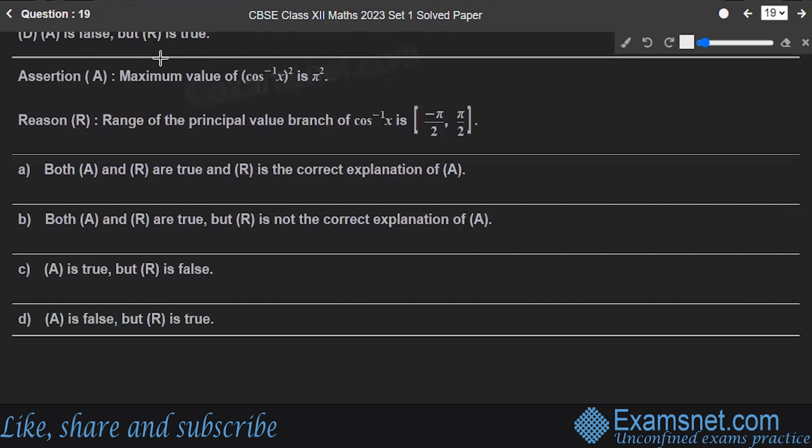Okay, so let's pick up the first one. The assertion is that the maximum value of (cos inverse x) whole square is pi square. The reason is that the range of the principal value branch of cos inverse x is this. Fine. So when I say the maximum value of cos inverse x, it is pi at x = -1.